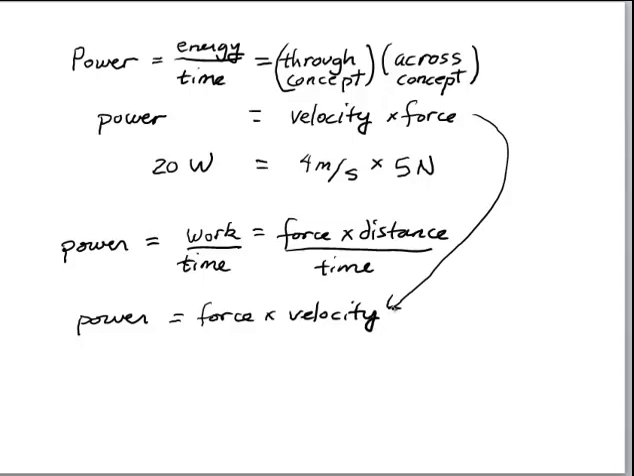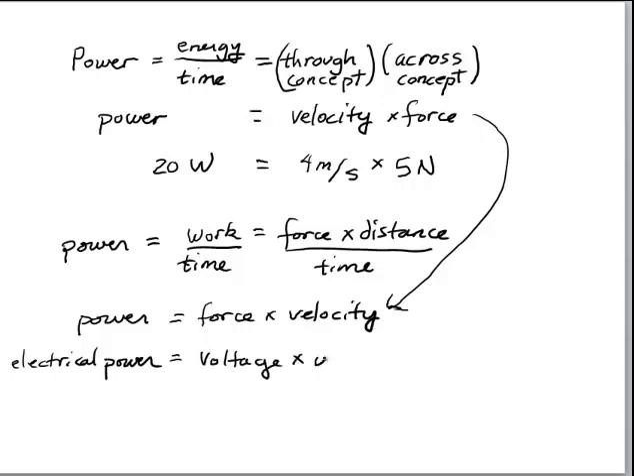Later, you're going to see the same sort of idea, because electrical power, which is just power, is actually going to be voltage times current. So it'll be that through variable and then the across variable. It's the same sort of thing.